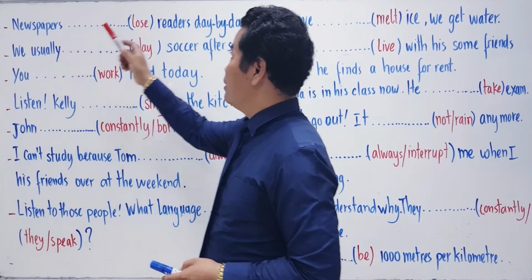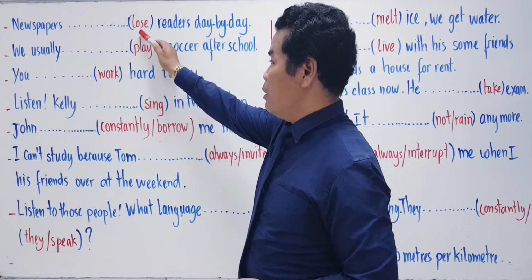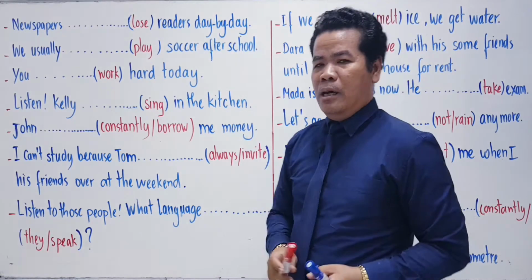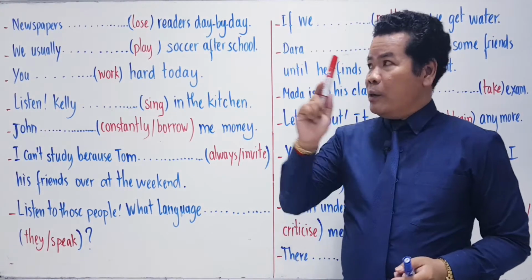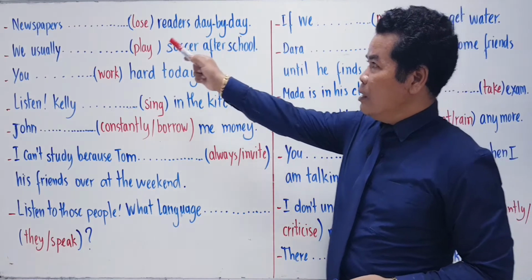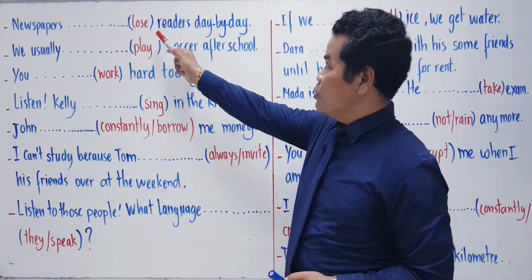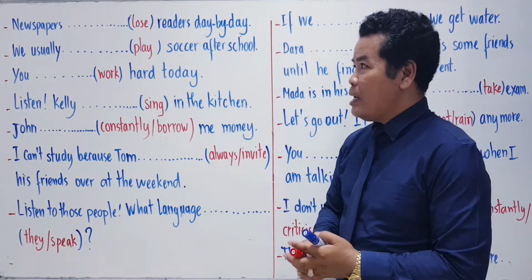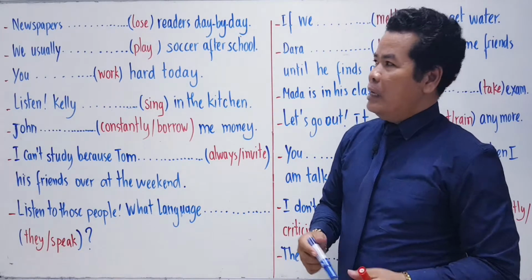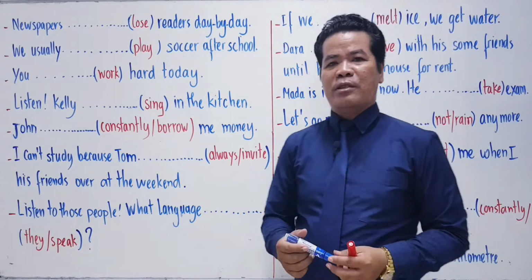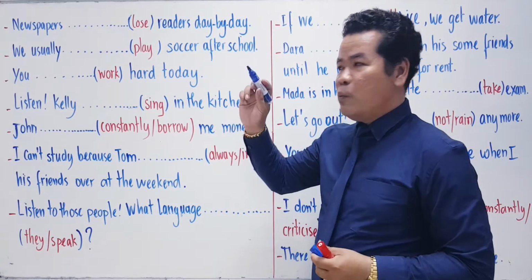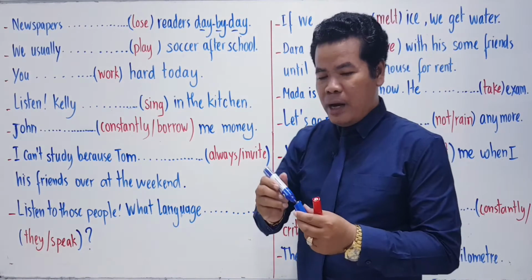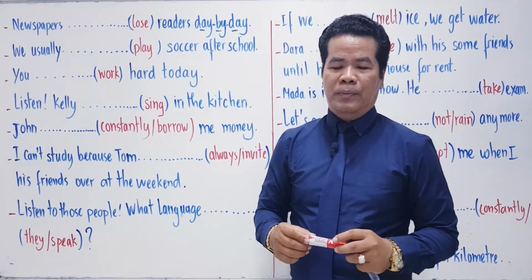Newspapers lose readers day by day. Can you see the sentence, please? Newspapers lose readers day by day. So, what tense are we going to use now? Is it the present simple or present progressive? Can you see the words day by day? Day by day, I mean every day.